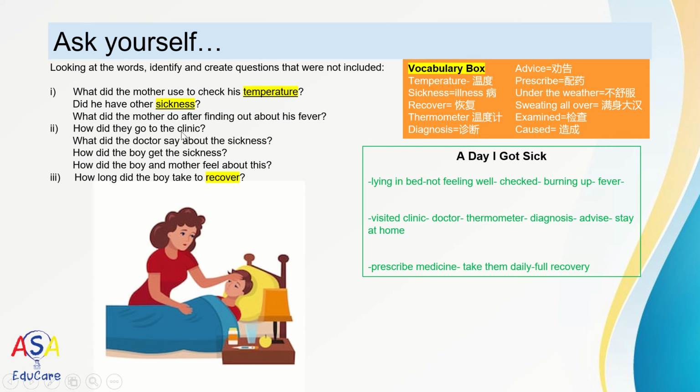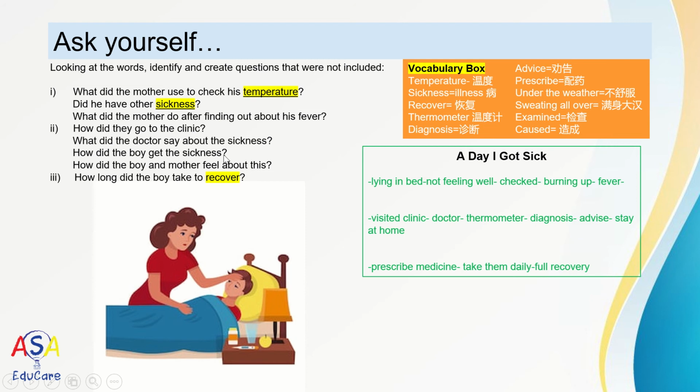How did they go to the clinic? Okay, did they go there by foot, by bus, by car, by Grab, by taxi, by airplane? I don't know. Okay, you got to tell me. What did the doctor say about the sickness? Okay, so this is usually for the second paragraph. I put it to first paragraph, second paragraph, third paragraph.